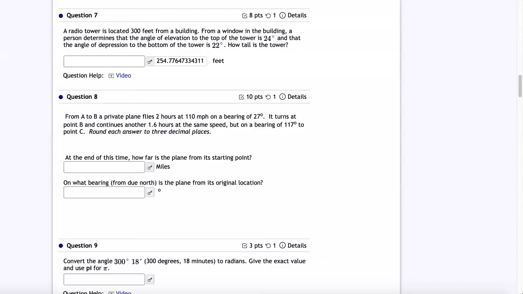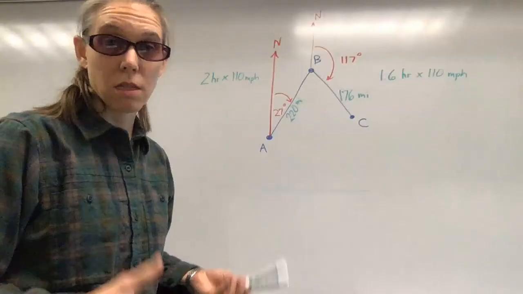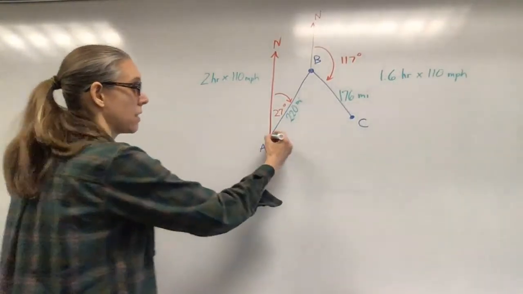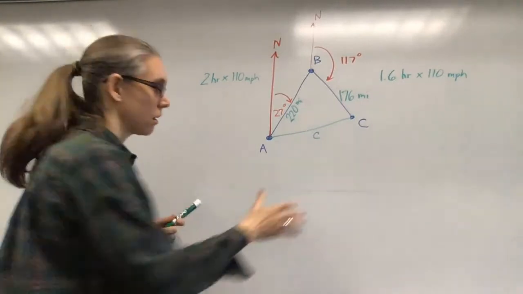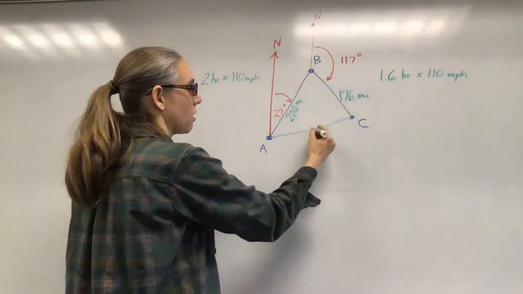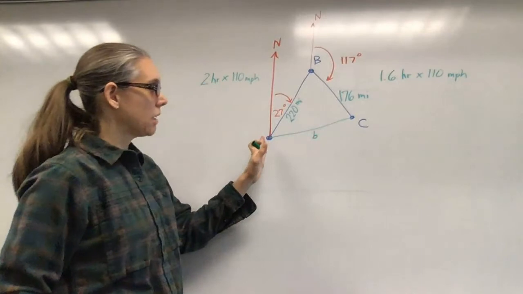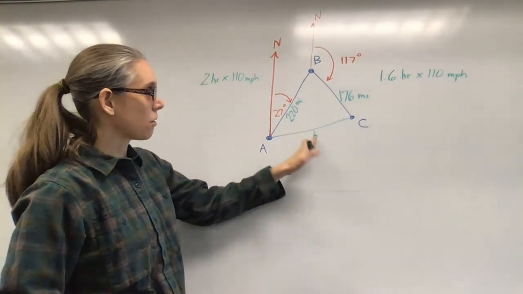Now let's look at the questions again. The first one is, at the end of this time, how far is the plane from its starting point? And the second question is, on what bearing from due north is the plane from its original location? The first question is asking us to find the length from A to C. I should call it B because it's opposite angle B. So we need to figure out this length right here.